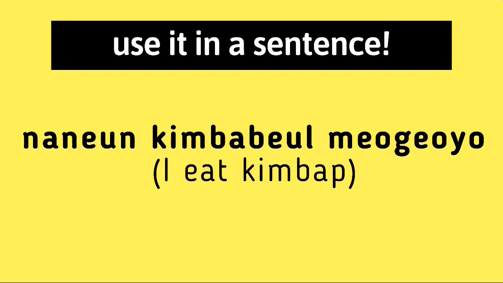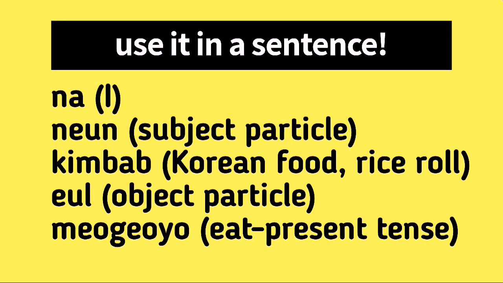Let's use meokda in a sentence. 나는 김밥을 먹어요. This sentence means I eat kimbap. The first word of the sentence is nanon. Na is the subject and nun is a subject particle.